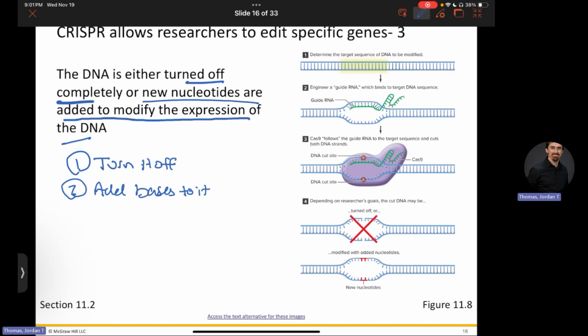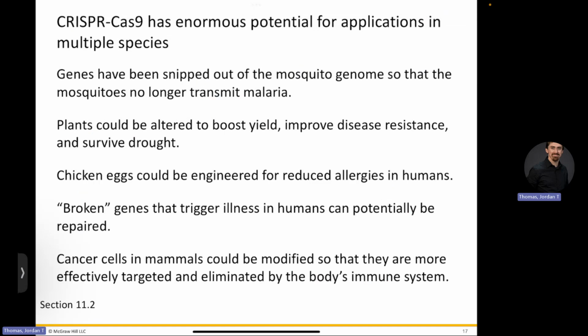So CRISPR is incredibly useful, and these are all the ways CRISPR can be used. Genes have been snipped out of mosquitoes' genome, so the mosquitoes no longer transmit malaria. One example of CRISPR being useful is that it has removed the gene that causes malaria in mosquitoes and stops malaria from being spread by mosquitoes.